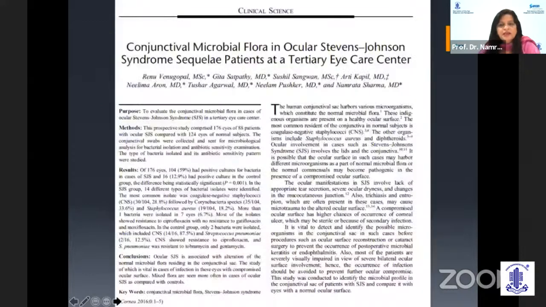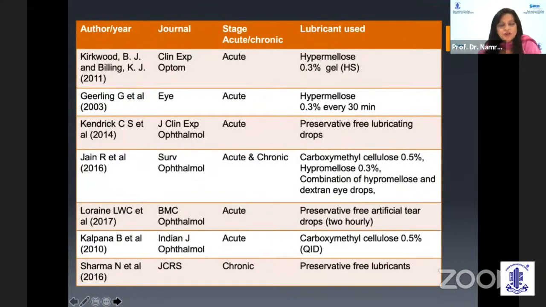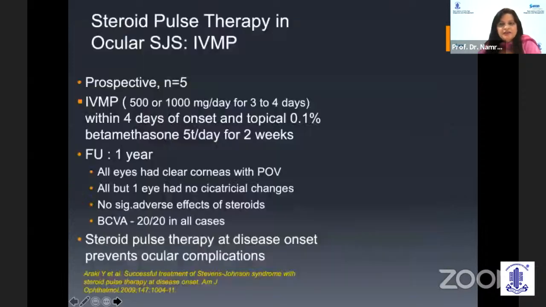We did try to study the conjunctival microbial flora in ocular SJS, and we found that staph was the most common, because the ocular surface is altered, so the microbial flora is also altered. Now, lubricants do have an important role to play, and in the various studies on SJS, these were the lubricants which have been tried. You can see that most people preferred preservative free, because the frequency has to be very frequent, and it could be either CMC, hypromellose, sodium hyaluronate, or any other agent.